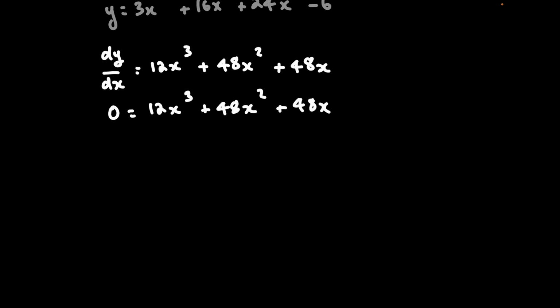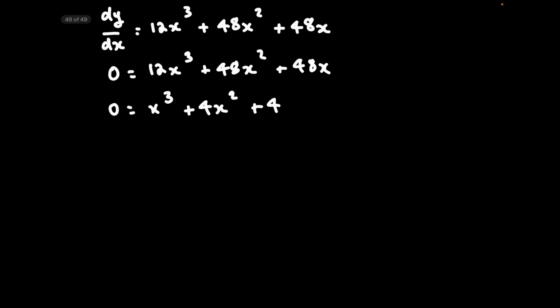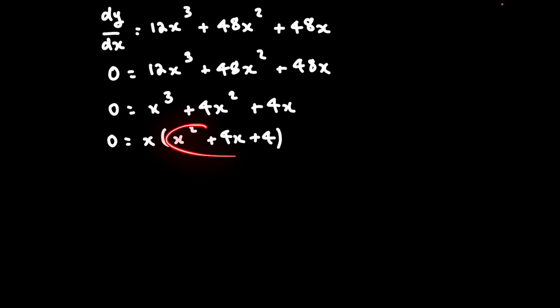Okay, so now what we can do is simply divide everything by 4. So we get 0 is equal to x cubed plus 4x squared plus 4x. And now we can factorize out an x here. So we have x and then x squared plus 4x plus 4. And we can recognize this is actually a perfect square. So we can say that 0 is equal to x times (x plus 2) squared. We can factorize this as x plus 2 whole squared.